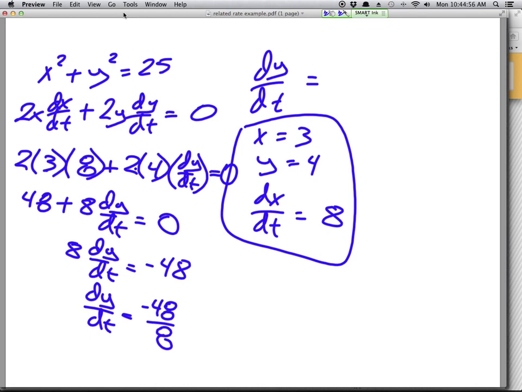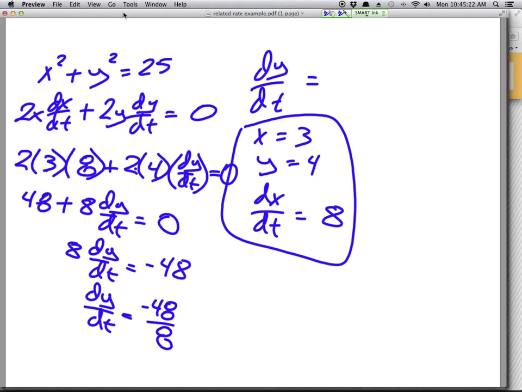Alright, now what does this tell me? What does dy/dt equal to negative 48 over 8 tell me? The rate of change of y is negative 48 over 8. But what does that tell me about y? Y is decreasing. Why does it tell me it's decreasing? Because dy/dt is negative. Very good. So since dy/dt is negative, that tells me that y is decreasing.